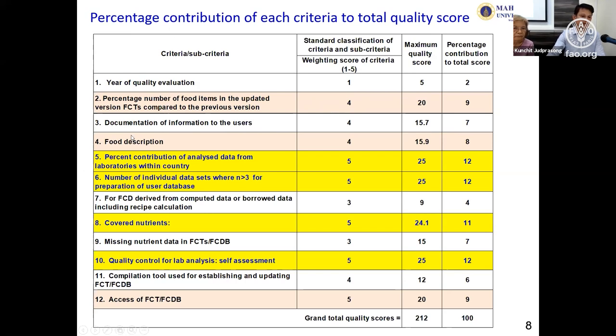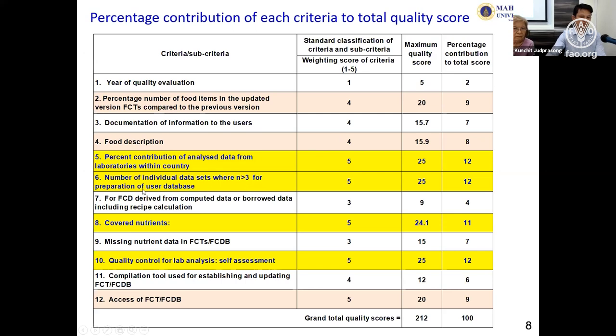The third criteria is the documentation of the information to the user. And also the score is 4. The fourth is the food description. Again, 4. The fifth is the contribution of the NRI data from the laboratory within the country. We have the maximum score of 5.